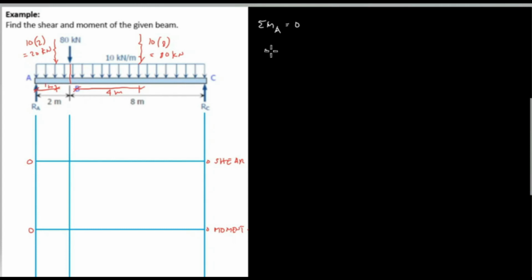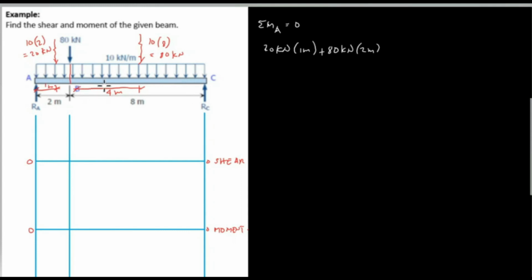From A to B, we have a resultant of 20 kilonewtons. So 20 kilonewton, then multiplied by the distance from the resultant to A, which is 1 meter, and the direction of the resultant from AB is clockwise direction, so therefore it is positive sign. At point B, we have a concentrated load of 80 kilonewton. So 80 kilonewton, and the distance from B to A is 2 meters. And the direction of 80 kilonewtons is downward, and it is clockwise direction, therefore it is positive sign.